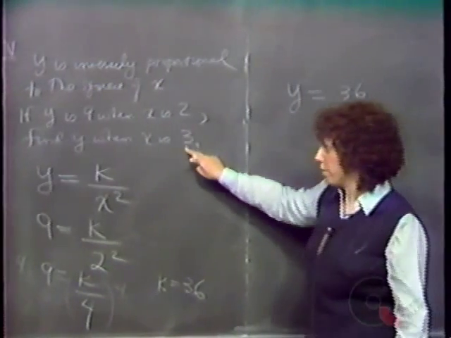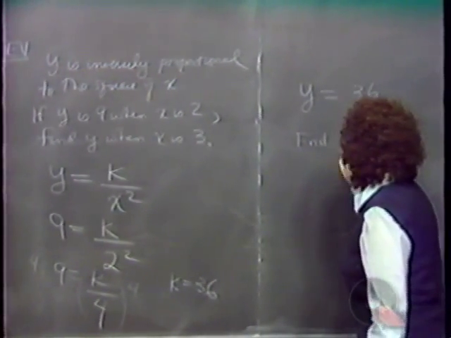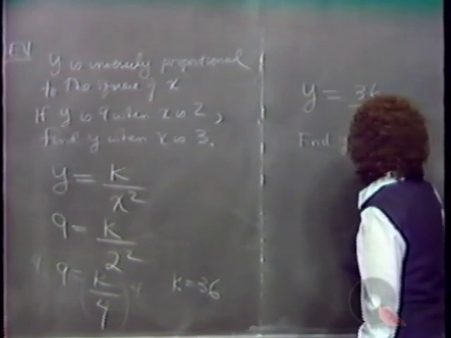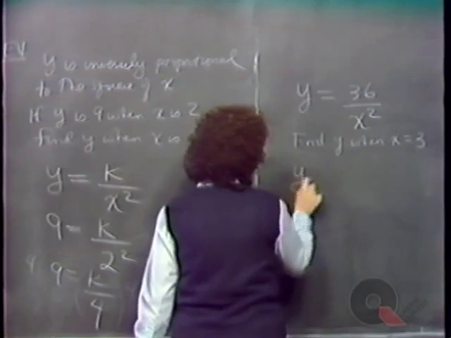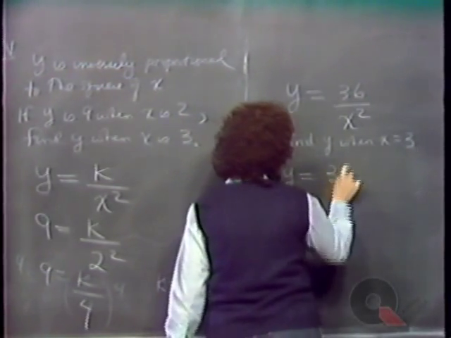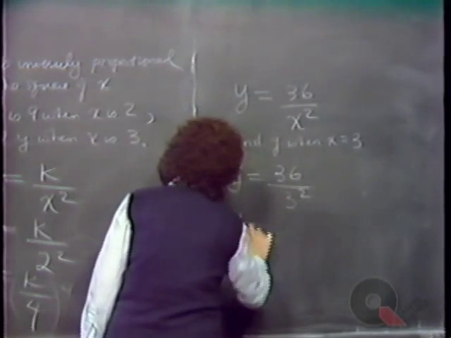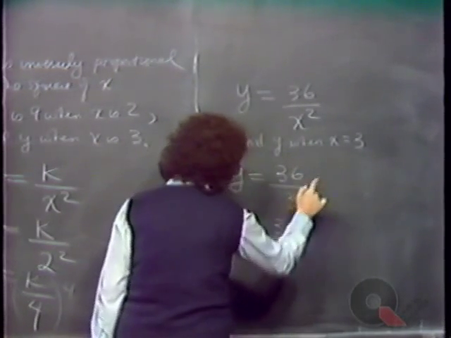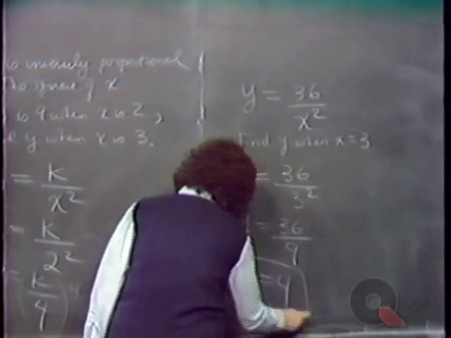And all that remains is for us to find y when x is 3. Okay, so we substitute in x equal to 3 now that we know k. We get y is equal to 36 over 3 squared, or 36 over 9. Y is equal to 4.